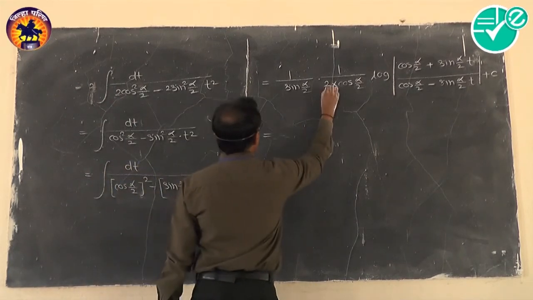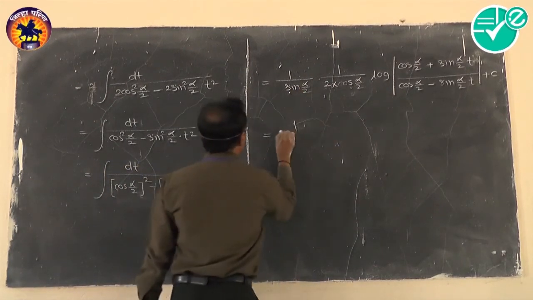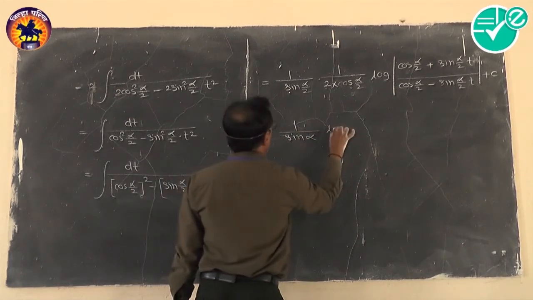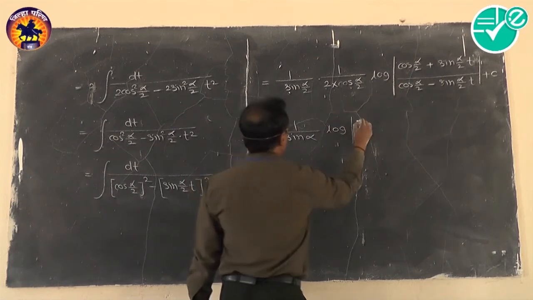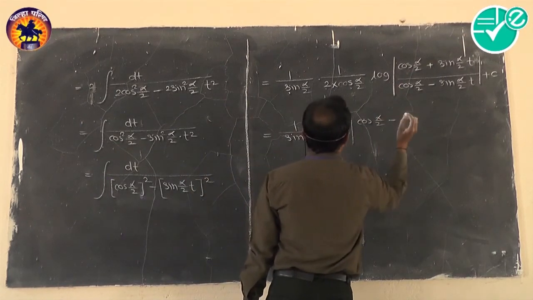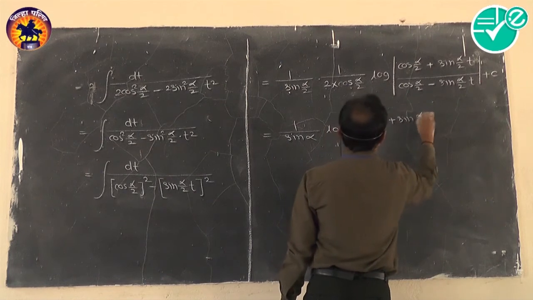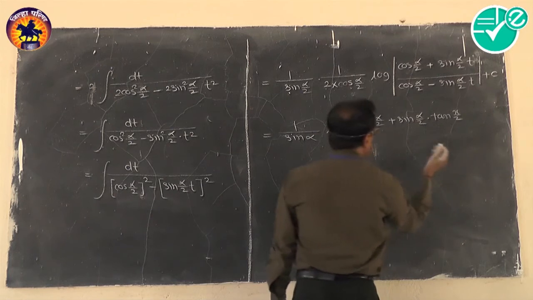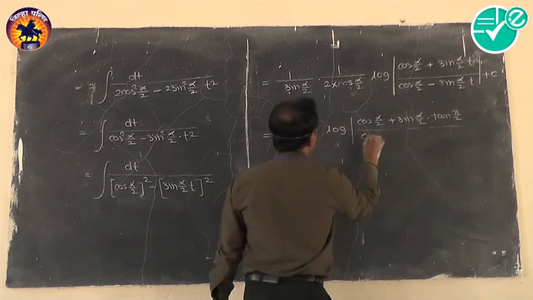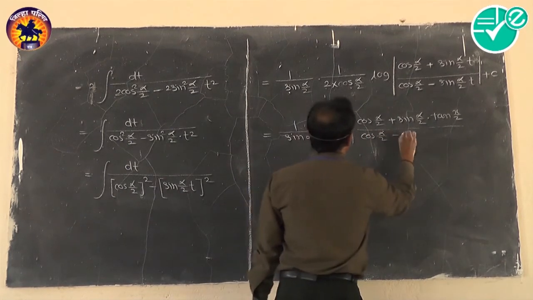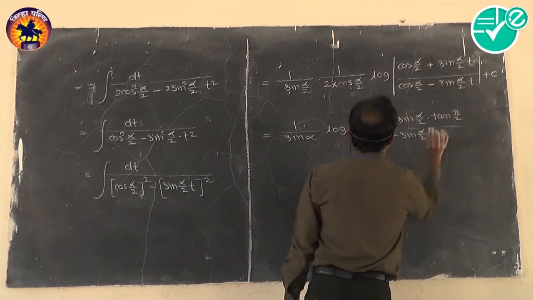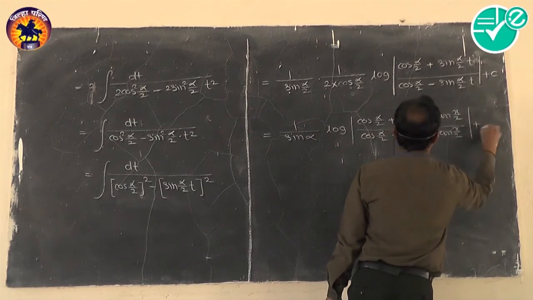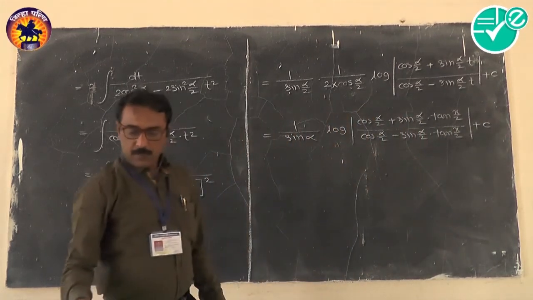Now I think this is 2 sin theta into cos theta. It is 1 upon sin 2 theta, meaning it is just sin alpha, and here it is log of, replace that t now. It is cos alpha by 2 plus sin alpha by 2 into tan x by 2, total divided by cos alpha by 2 minus sin alpha by 2 into tan x by 2, and very lastly it is plus c.